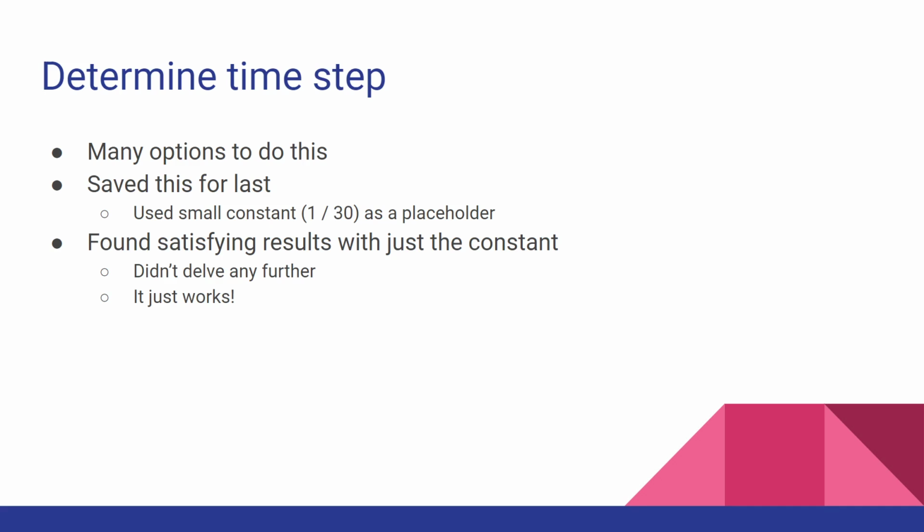So essentially what we did early on was we just used a small placeholder, and then we were planning after we had finished the simulator to go back and implement one of the many methods that exist to create an accurate time step. However, we found that we were getting pretty good results just by using this constant, and so we didn't actually bother to mess with it and delve any further.